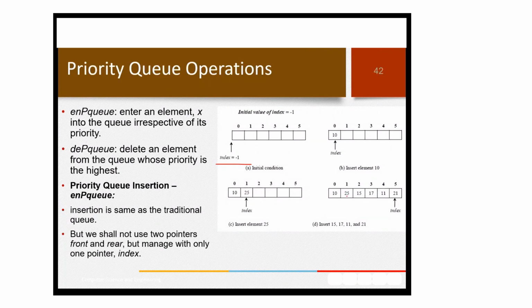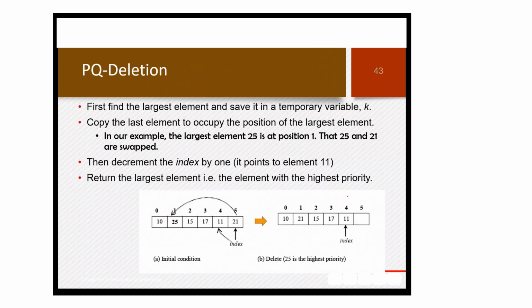But here the elemental value itself tells me that the higher the value, the larger the priority, which means that when I want to remove, 25 should come out. So how do I make sure that 25? First, I'll have to find the largest element from this. So it's an order of n algorithm. It's very simple. First I find out which is the largest one. I know its position, so I just return that because that is the highest priority.